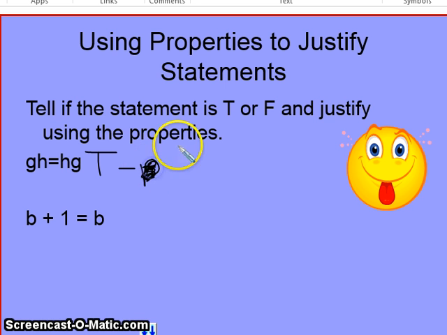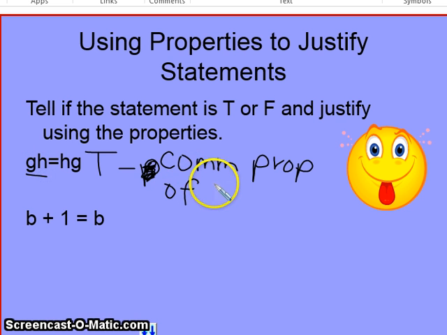And when we justify, the property that we're going to use is the property that tells us that this is true. It's the property that tells us that in multiplication, numbers can move from one place to another without changing the value of the expression. And that is the commutative property. Of what operation are we performing here? Multiplication.